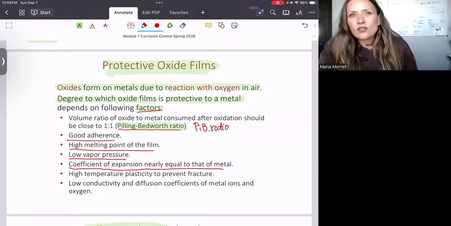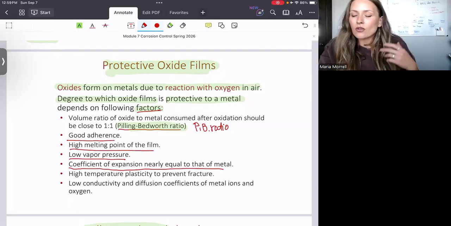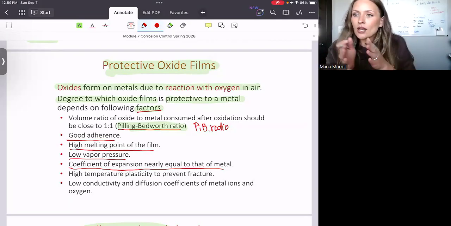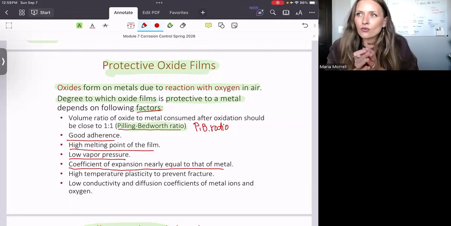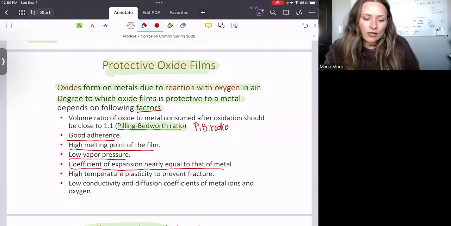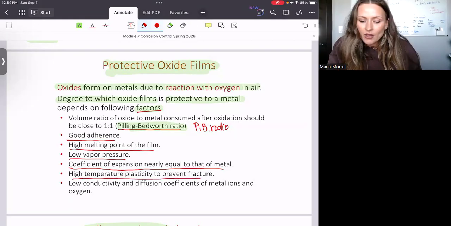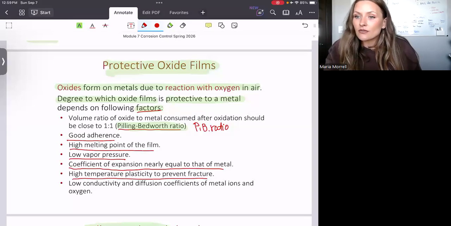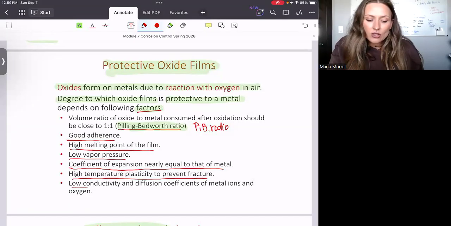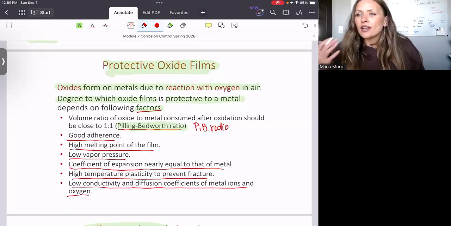It's just a useful concept that you should keep in mind: the coefficient of expansion is a very, very powerful thing that you should always be aware of whenever you are trying to coat anything, as to protect an object with some kind of coating, right? Now, the coating should also have a high temperature plasticity, and the purpose of it is to prevent fracture. And then the final point is that it should have low conductivity and diffusion coefficients for either metal ions or oxygen. And it makes sense, right?